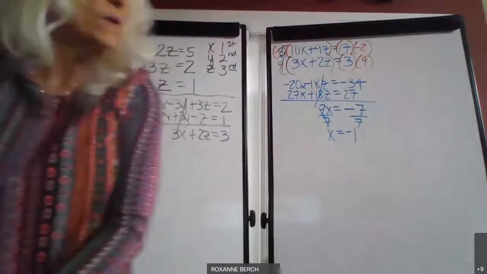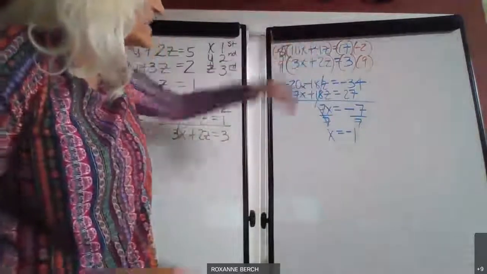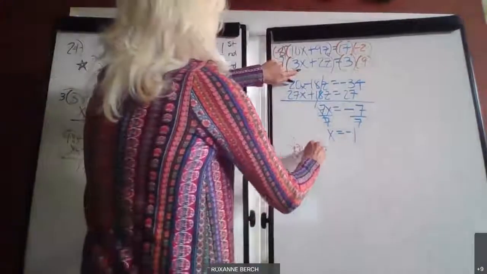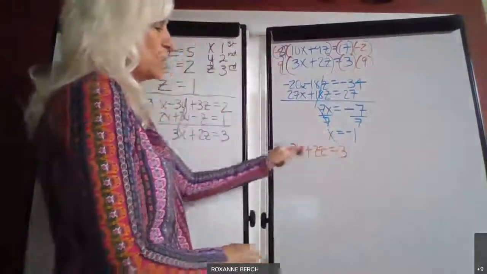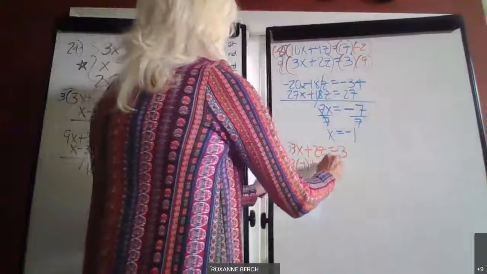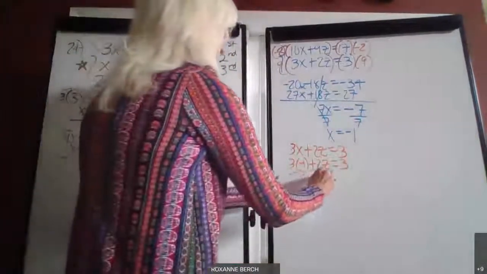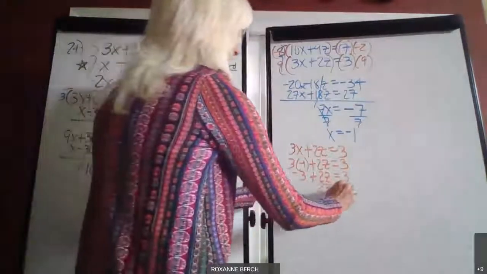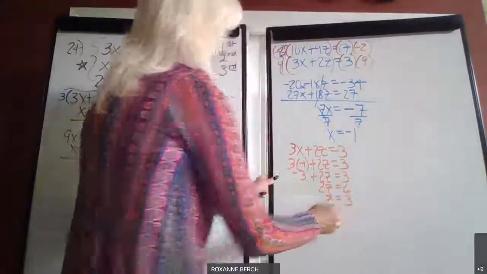Okay, now what we're going to do is substitute back into one of these. I like the second one. So we're going to take 3x plus 2z equals 3 and put a -1 in for x so we can find z. This would be 3 times -1 plus 2z equals 3. -3 plus 2z equals 3. Add 3, it goes away. Add 3, you get 6. So z is equal to 3.